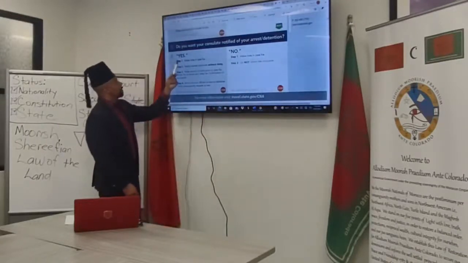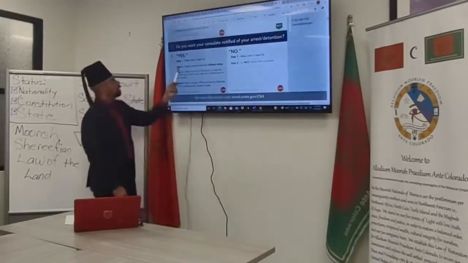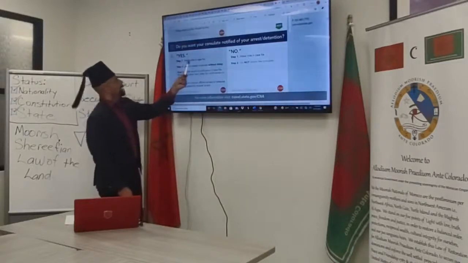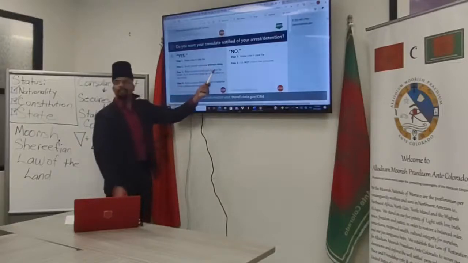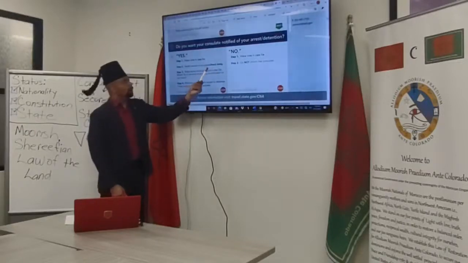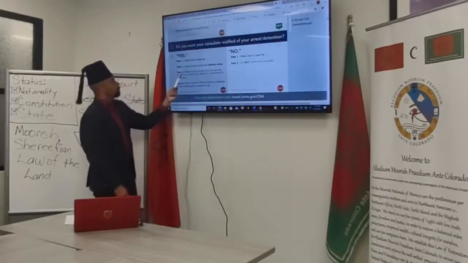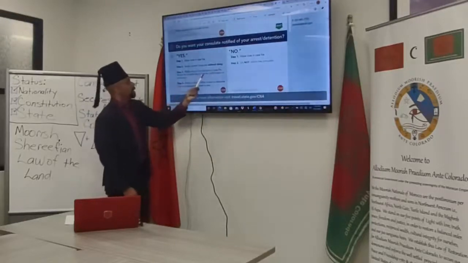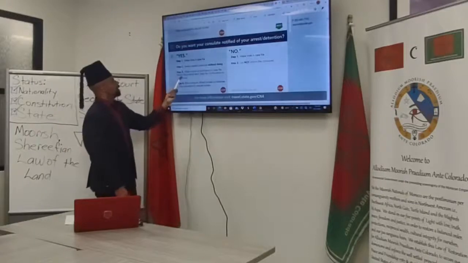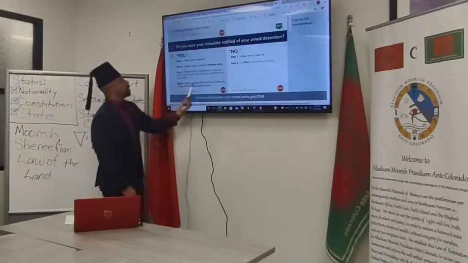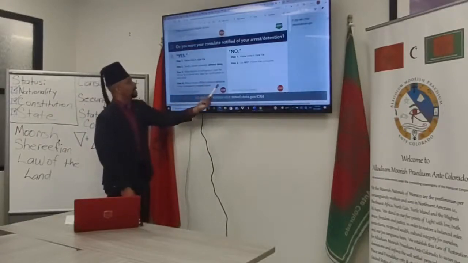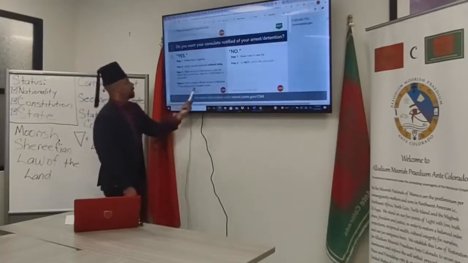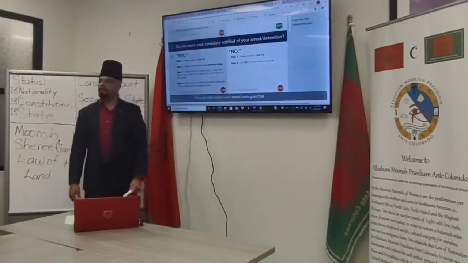However, if the national, Moorish national, says yes, the cop is supposed to do what? Make note in the case file. Step two, notify nearest consulate without delay. Step three, make record of notification in case file, where fax or email sent, keep fax confirmation or sent email. Step four, allow consular officers access to detainee if they subsequently request access.